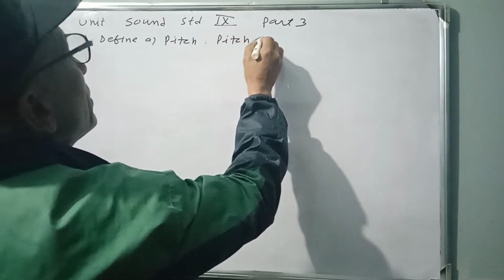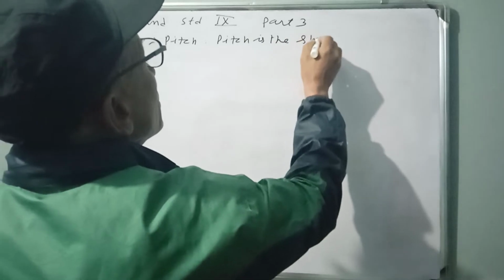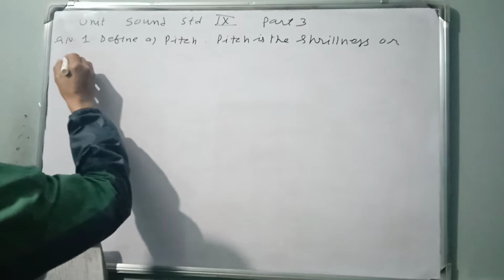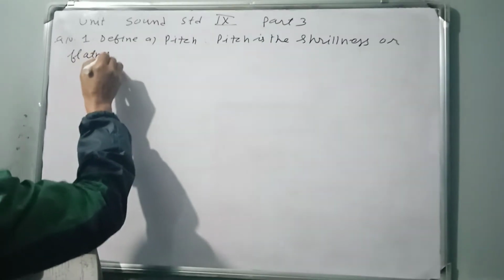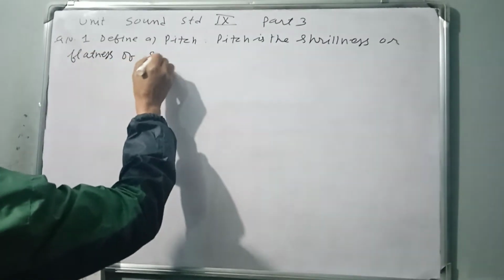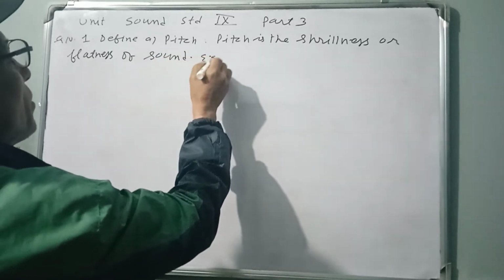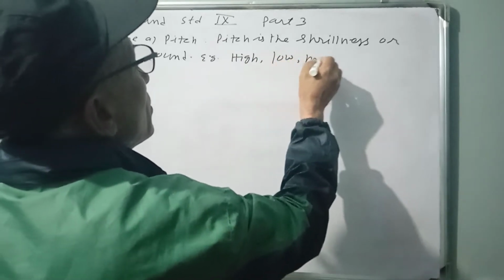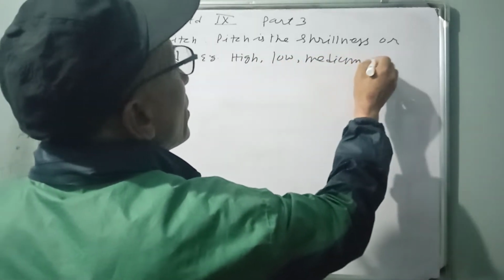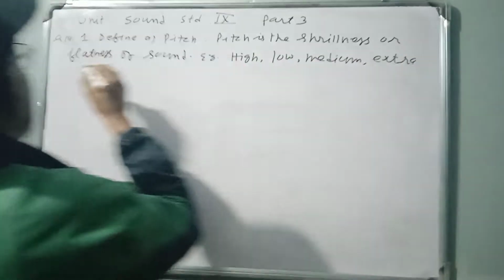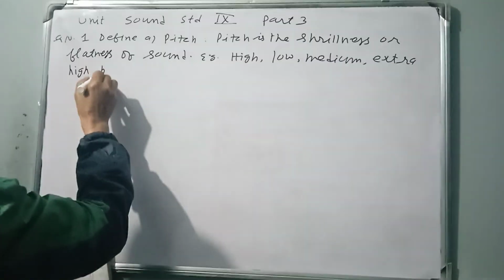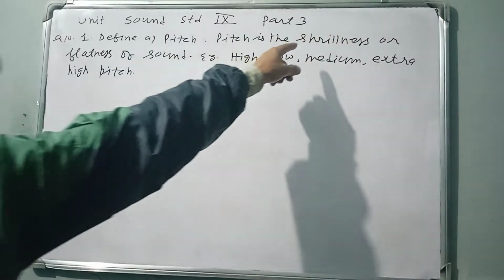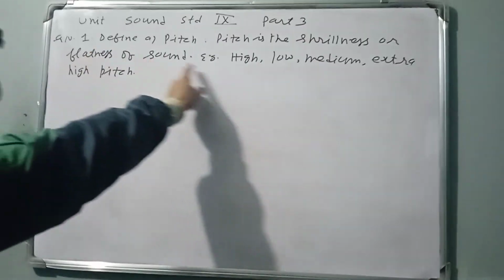Pitch is the shrillness or flatness of sound. Example: high pitch, low pitch, medium pitch, and extra high pitch. Shrillness means sharpness or flatness of sound.